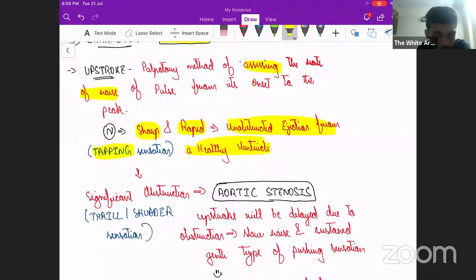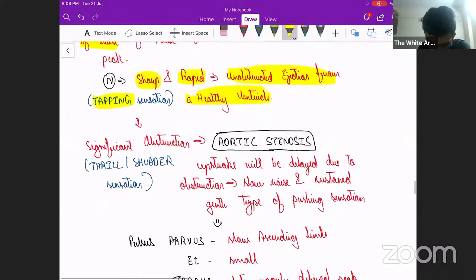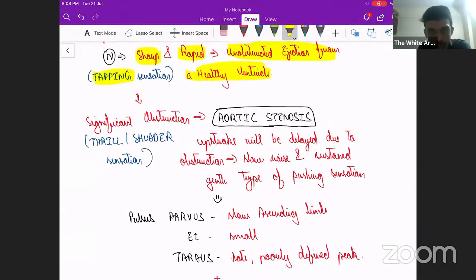So this gives the normal tapping sensation. What you feel near the carotids as the normal tapping sensation is nothing but this. But what happens when there are certain abnormalities? One is significant obstruction. This happens in case of aortic stenosis.